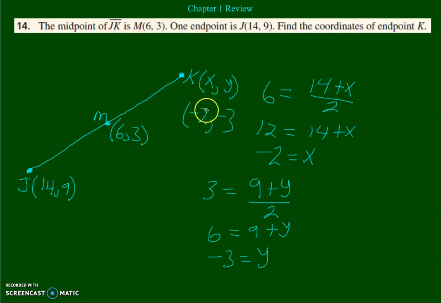Like I said in the beginning, it doesn't really matter how this is organized. It doesn't matter if they're in the wrong place. This is the other endpoint of this segment. Okay, so now on to problem 15.